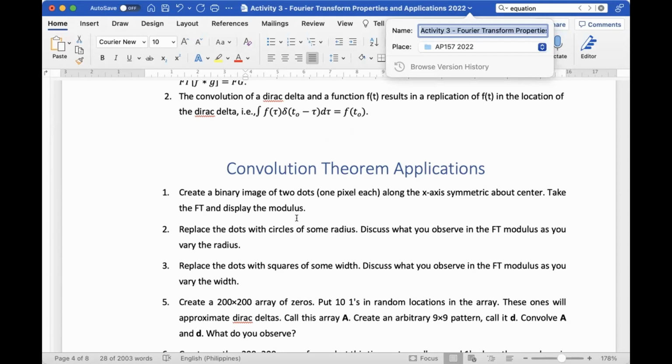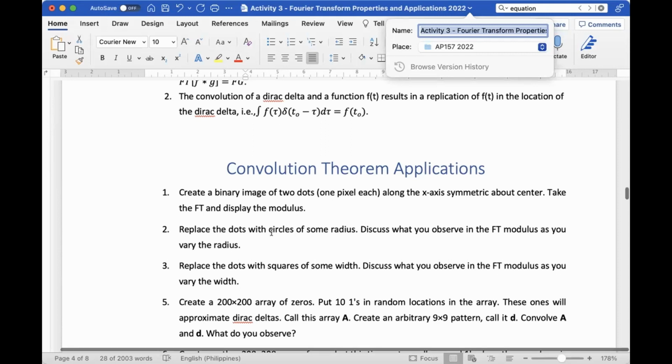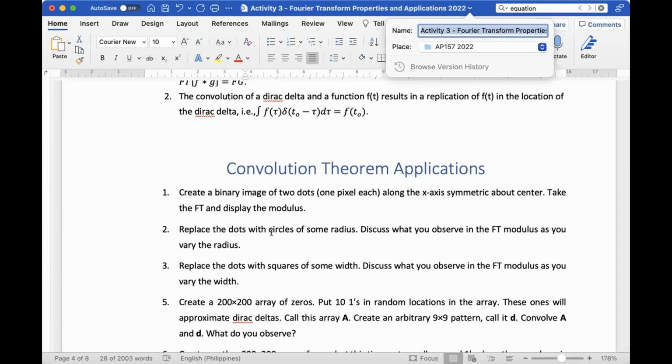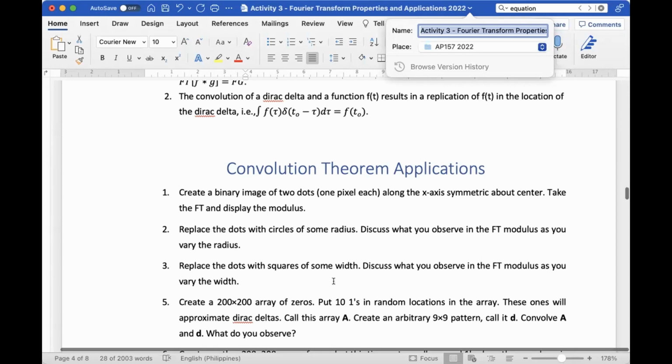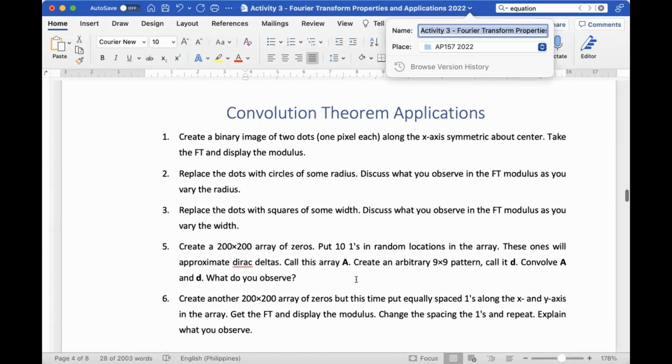So pag in FFT mo yan, what do you expect? Okay, you might expect a sinusoid, right? Kasi interchangeable yan eh. If in space you have 2 dots symmetric about 0, if you Fourier transform that for certain, mukha siyang sinusoid. Okay? Whereas sinusoid in space would be 2 Dirac delta, 2 dots in Fourier space. So interchangeable yan. Now, instead of dots, you replace the dots with a circle of some radius. Then FFT mo uli yan. Discuss what you observe in the FT modulus as you vary the dots. Replace the dots with square of some width and discuss what you see.